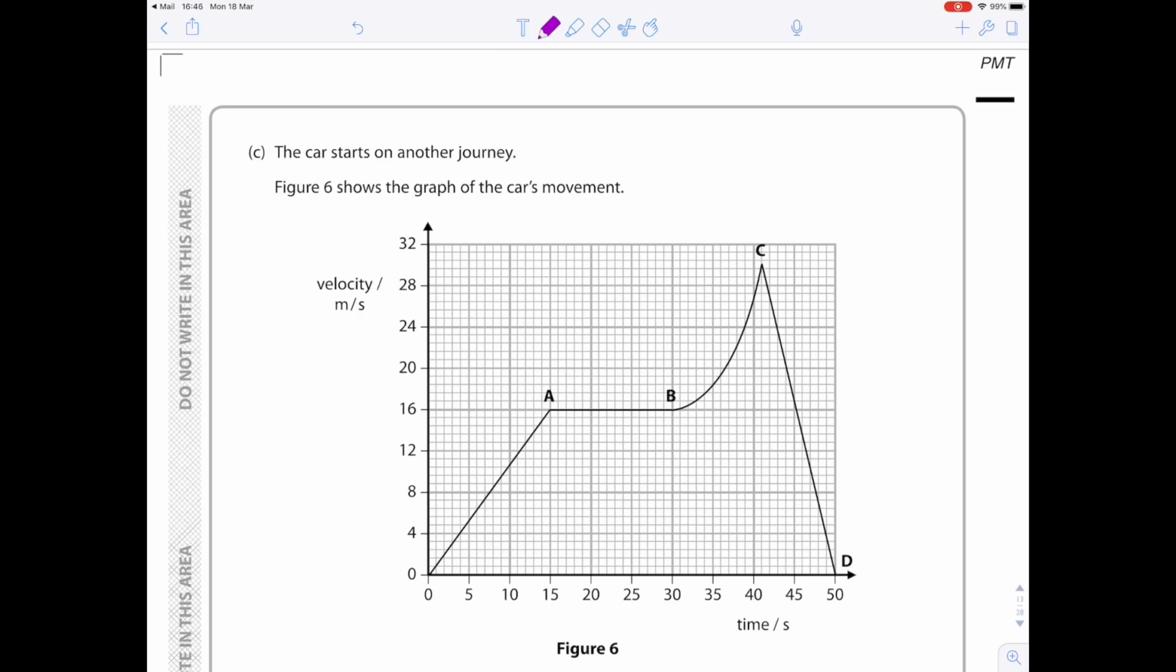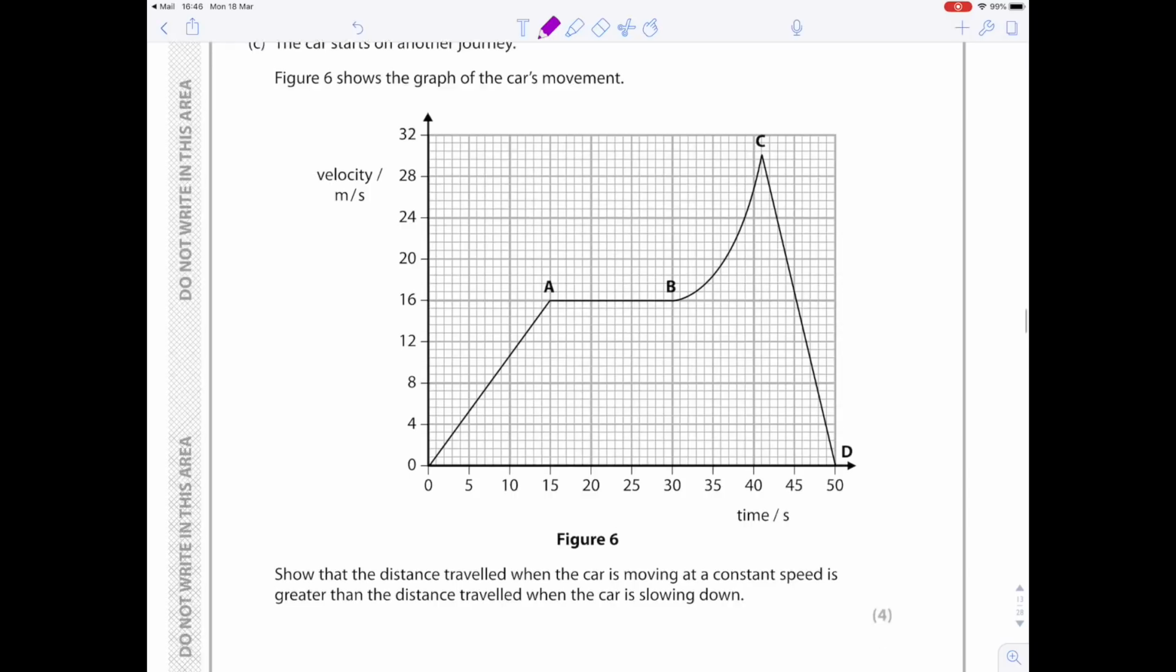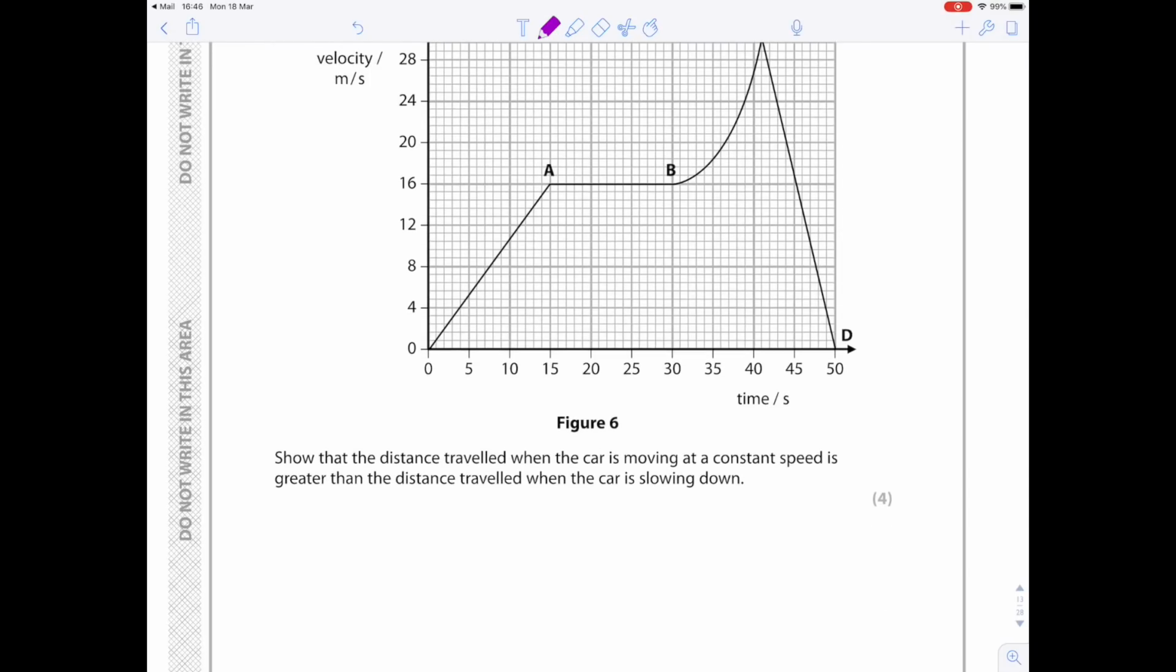C, the car starts on another journey. Figure 6 shows the graph of the car's movement. So we have a velocity time graph here. Show the distance travelled when the car is moving at constant speed is greater than the distance travelled when the car is slowing down. A lot to do here. So distance on a velocity time graph is given by the area under the curve.